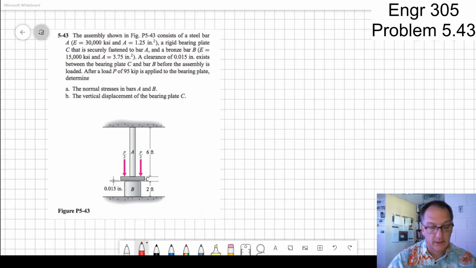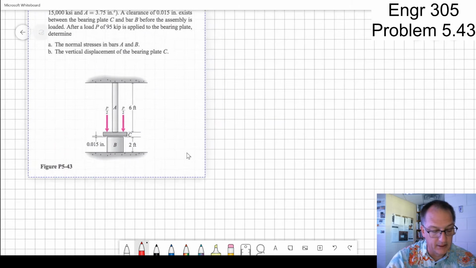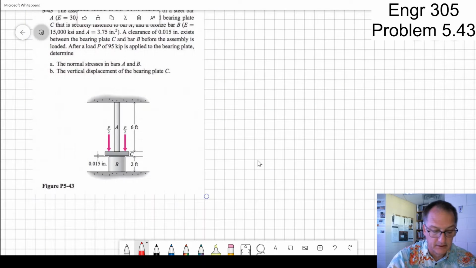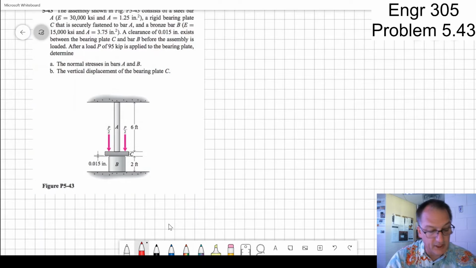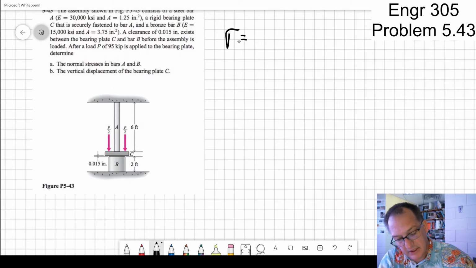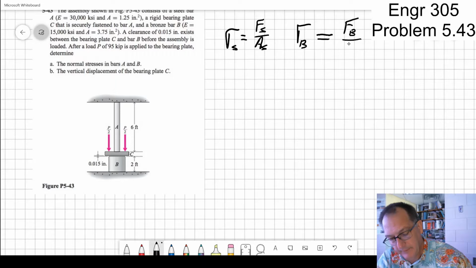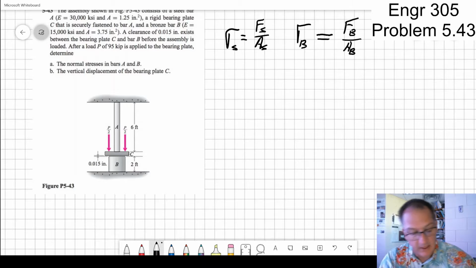All right, it's going to kind of follow our normal format. I'm going to need the material properties, but we'll just fight through it. What are we trying to find? We're trying to find our stresses. So let's start. Our stress in the steel is equal to the force in the steel over the area of the steel. Our stress in the bronze is equal to the force in the bronze over the area of the bronze.